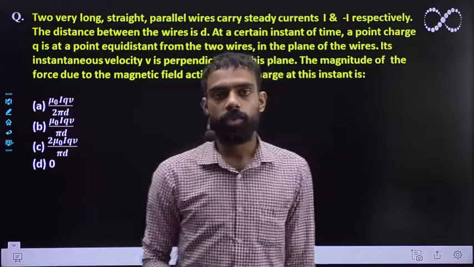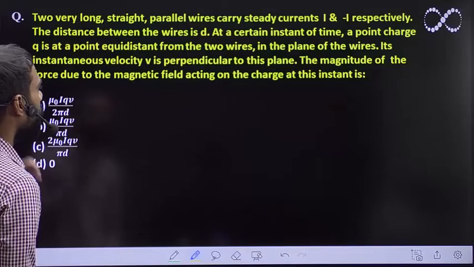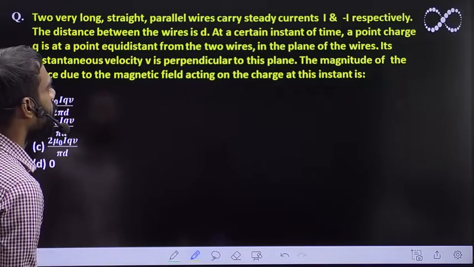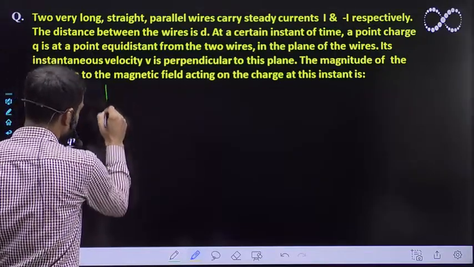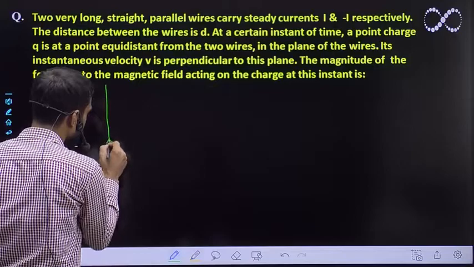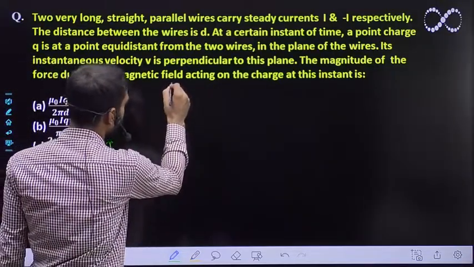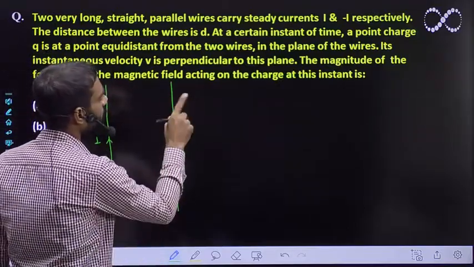Hello students, let us look at a question. In this question, two very long straight parallel wires are carrying a steady current I and minus I. So let us take the current I, and the wires I take here very long. Let us take this wire is very long and carrying current I. Another wire is also there, parallel to it, and it is carrying current minus I.